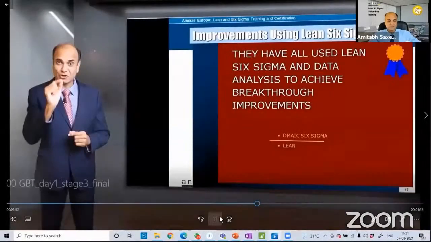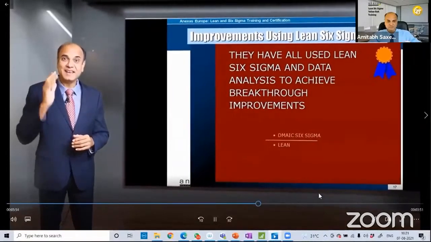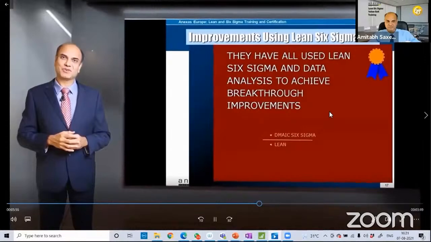Okay, almost everyone is correct. Yes, please go ahead. Yes, you're right. So now almost everyone is right. Everyone is right. So nice to see. Closely, all of them are Lean and Six Sigma improvement projects done in various organizations.